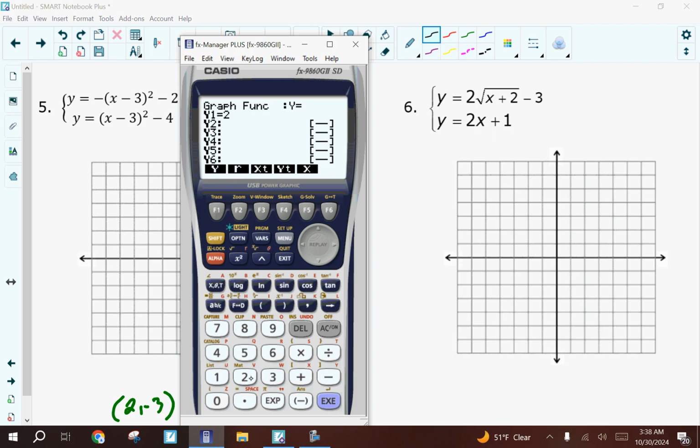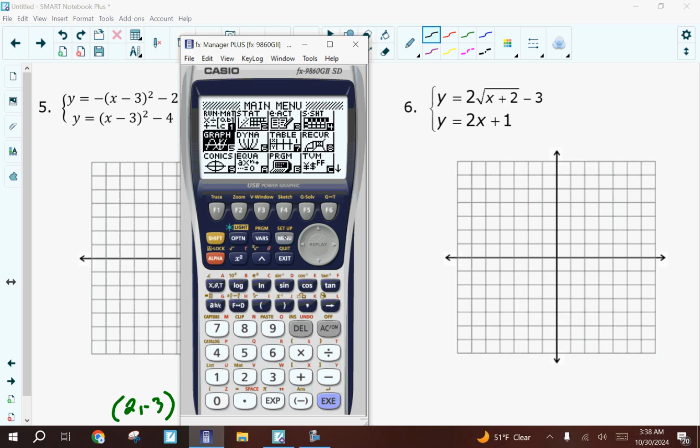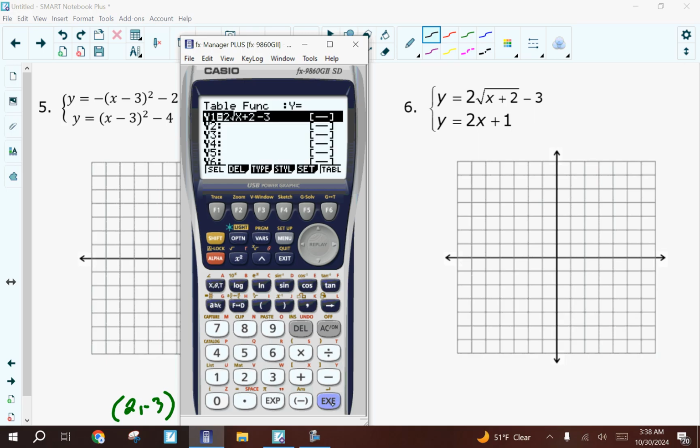So 2 shift x squared, shift x squared, and then x plus 2, and then not minus, that minus right there. So then we got that. So there's my picture. Let me go over to the table so I can pull some of those numbers. Now you're going to see an error, and that's because there's no graph there. So we're going to scroll until there's actual numbers.